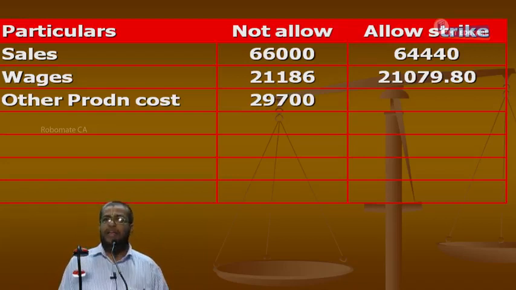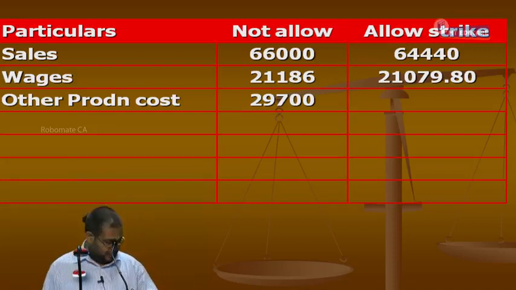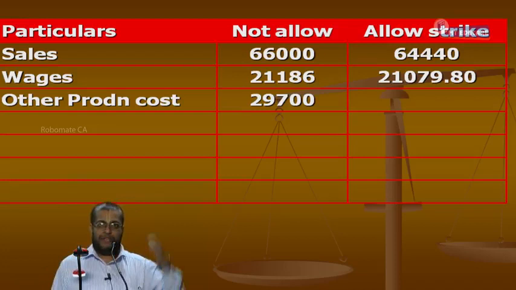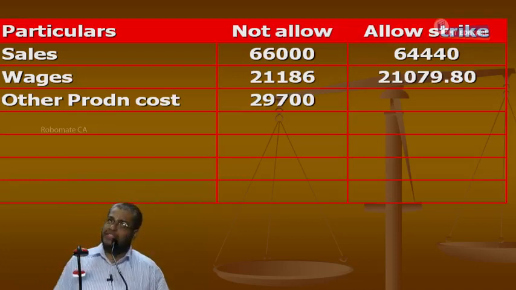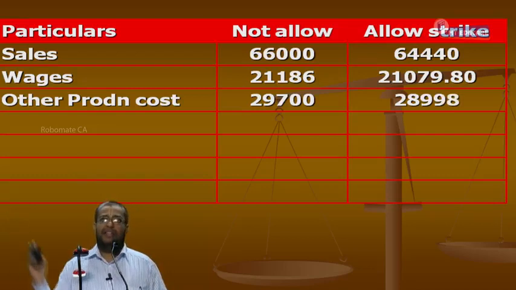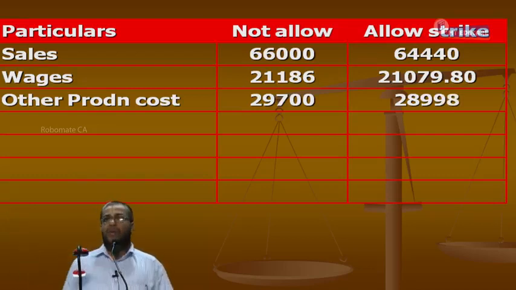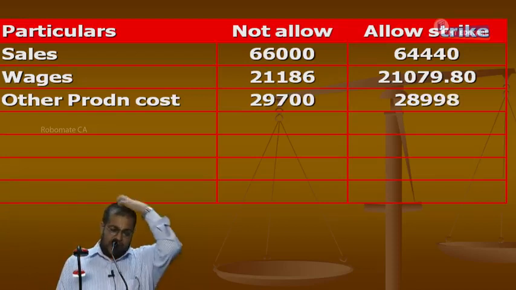Allow strike. Tell me how many missions I am going to produce and sell when I allow strike? 26,850 missions into 1080. Tell me the number. 28,998. Now, other production cost over.